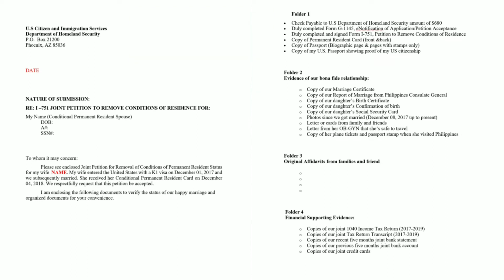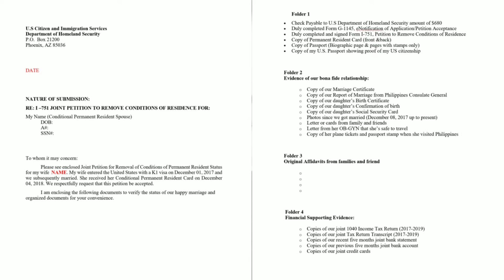So the nature of submission: subject I-751 joint petition to remove conditions of residence for my name, the conditional permanent resident spouse, my date of birth, my alien number, and my social security number. So for the alien number, you can find it on your green card.